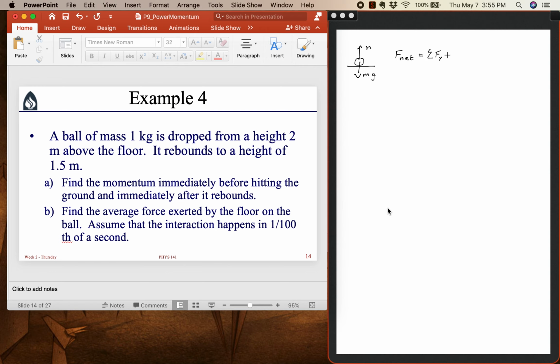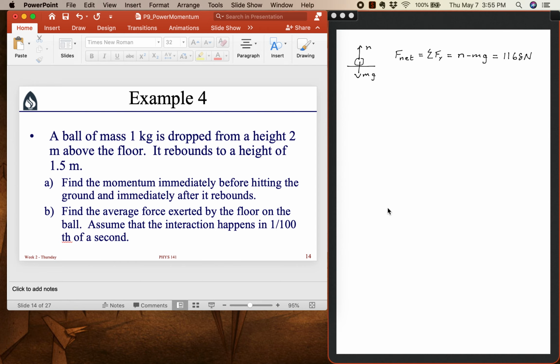So if we look at the net force, which is the sum of the forces that are acting in the y direction, we have a number for that, but we know that that's also going to be equal to the normal force minus mg, and we found previously that this has a numerical value of 1,168 newtons.